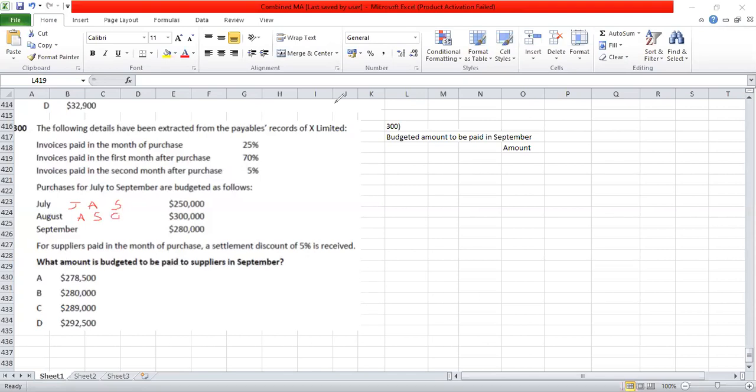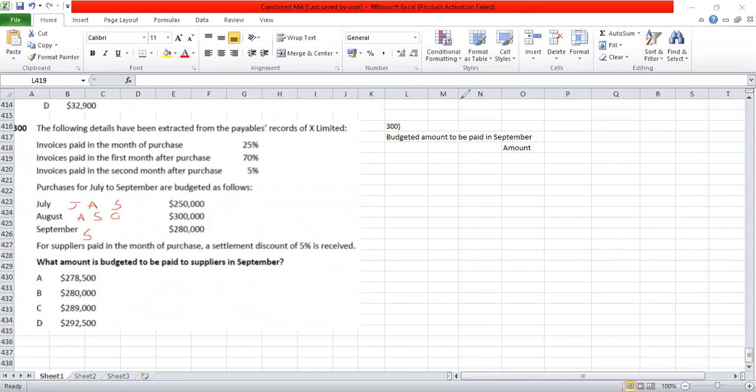Then comes September, a part of it will be paid during September. Then October, November, anyway, is not a part of our question. So we are only looking at whatever is the payment made during the month of September. So September payments are related to September purchases, August purchases, and also July purchases. So we have to consider all three of them.